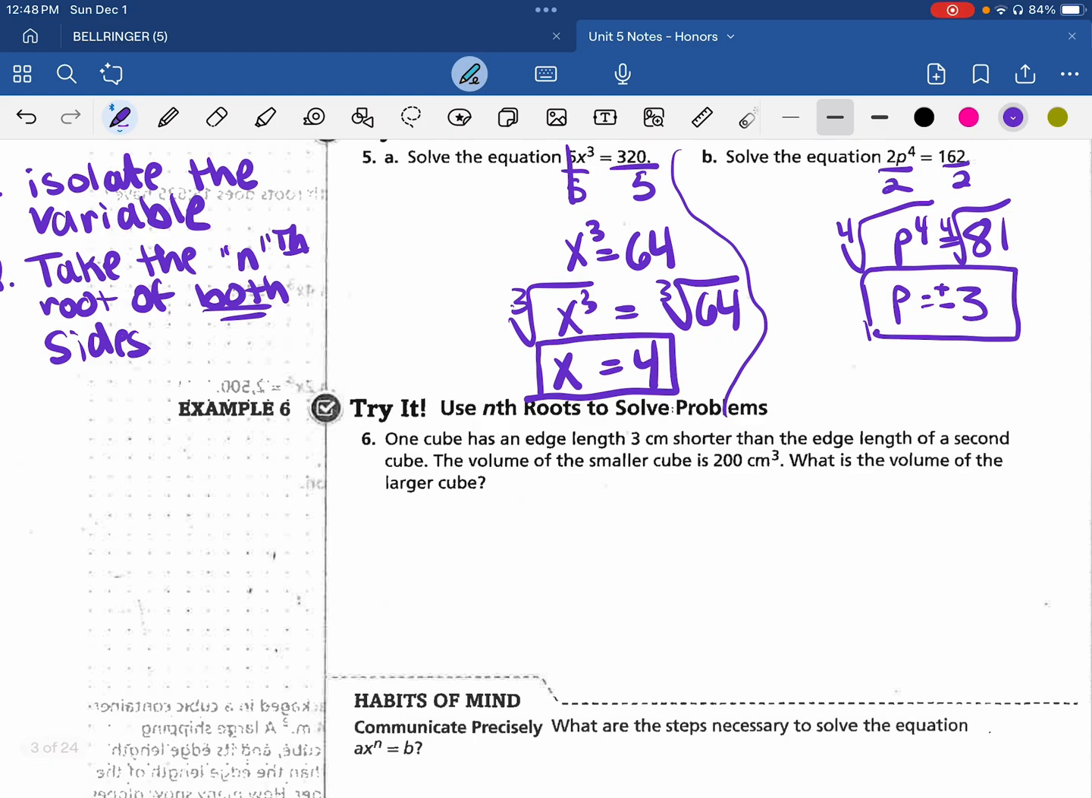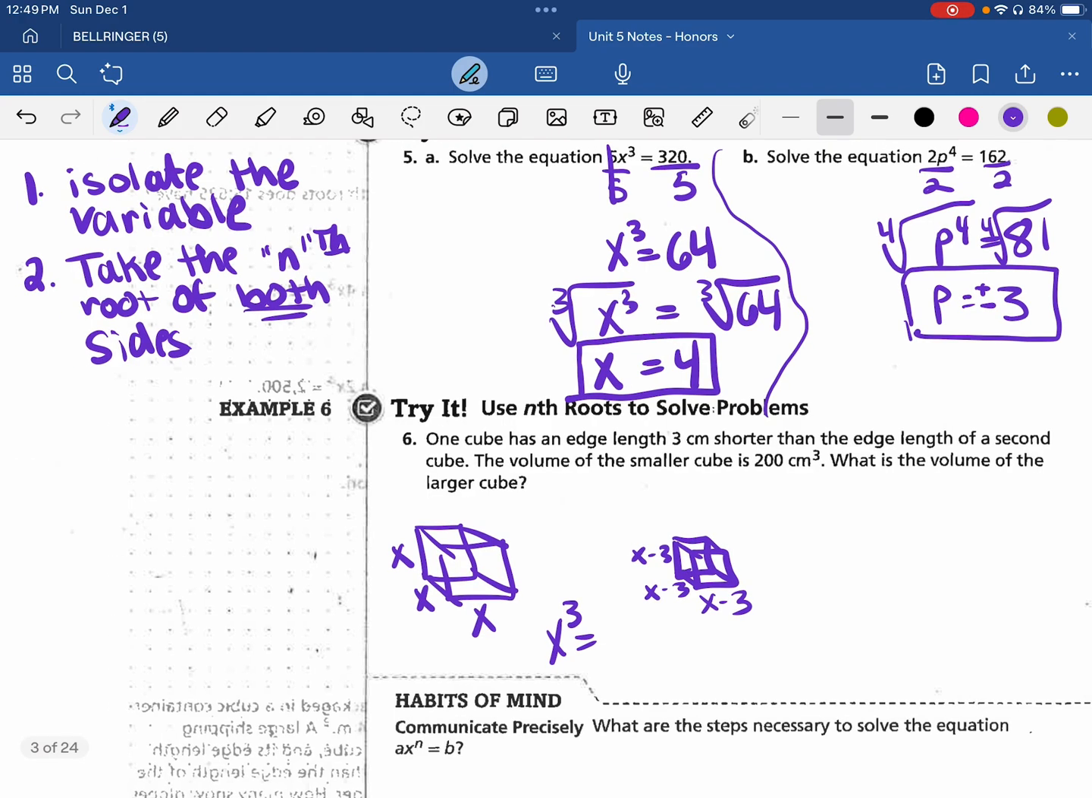One cube has an edge length 3 centimeters shorter than the edge length of a second cube. Not a very good cube, I just made it. So this one, we'll make the small one. The volume of the smaller cube is 200. Oh, that's actually the larger one, because this one is 3 shorter. So it would have to be x minus 3, x minus 3, x minus 3, length, width, height. So basically we're taking x minus 3 to the 3rd, the smaller cube, and getting 200.